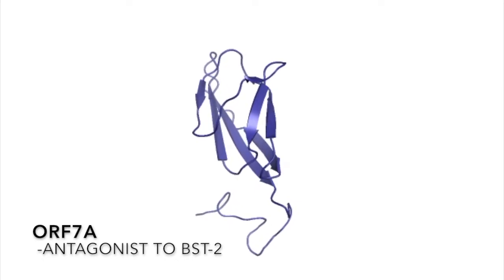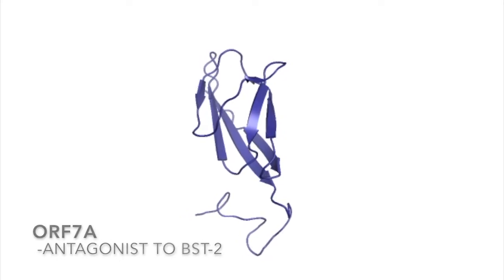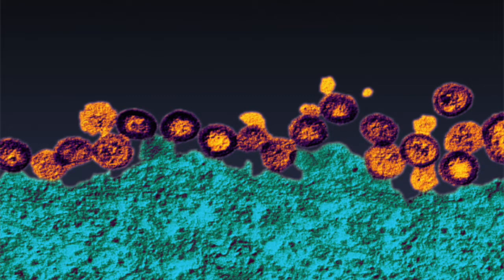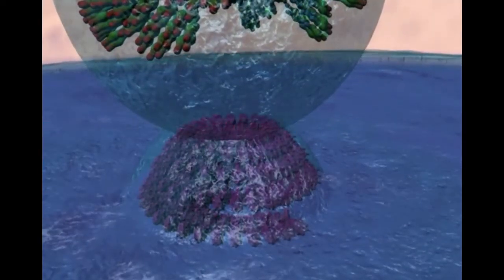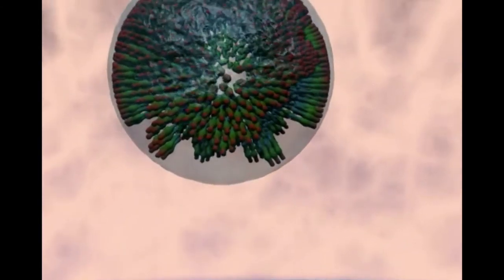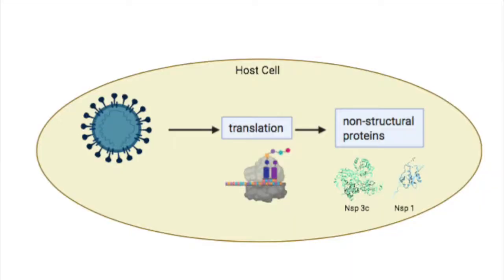This protein works as an antagonist to BST2 or tetherin in humans, which typically functions to inhibit the release of newly assembled viral particles from host cells by tethering these budding viral particles to the host cell membrane. The inhibitory effect of ORF7A on BST2 or tetherin allows the virus to continue releasing new virions and thus infecting new host cells within the body.